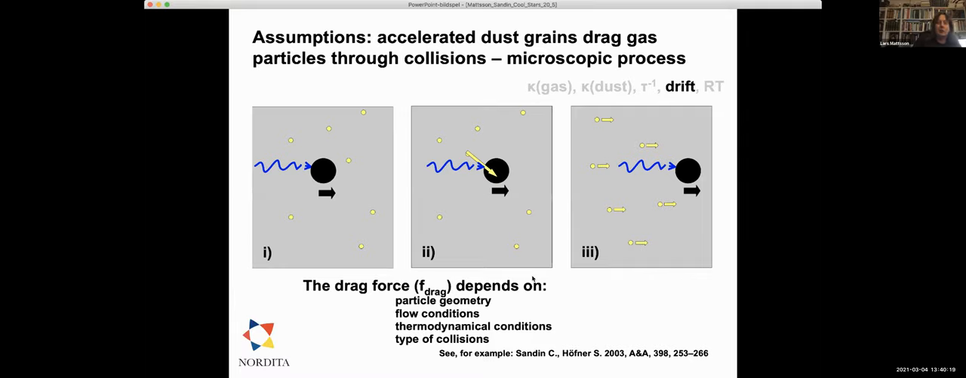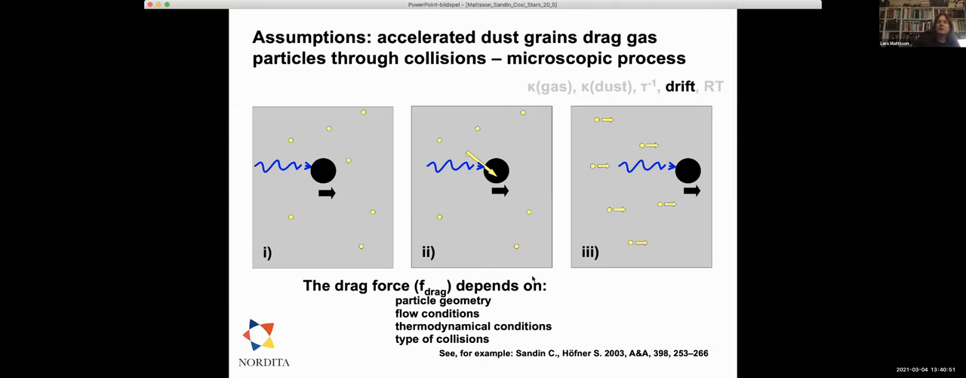So then how about the acceleration of dust? Yeah, I've explained the drag already. This is another thing. We have to assume a few things on the drag force, like particle geometry, and we assume the particles are spheres. And you have to assume certain things about dynamical conditions and what type of collisions you have, and we assume only specular collisions here, which seems reasonable in many ways.